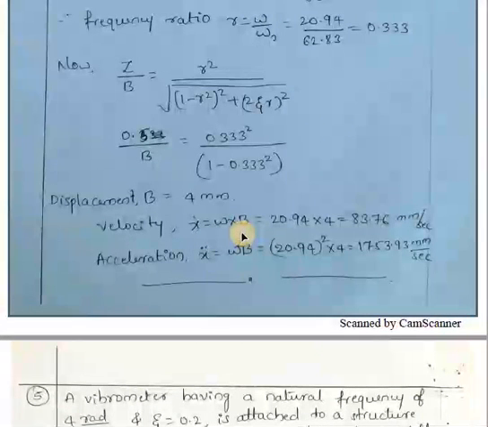and velocity will be x dot equal to omega into b, which we saw while deriving the equations. So the amplitude of velocity will be omega into b. Omega is 20.94, so we'll get it as 83.76 mm per second. Similarly, acceleration will be omega square into b. So we'll get it as 1753.93 mm per second square.